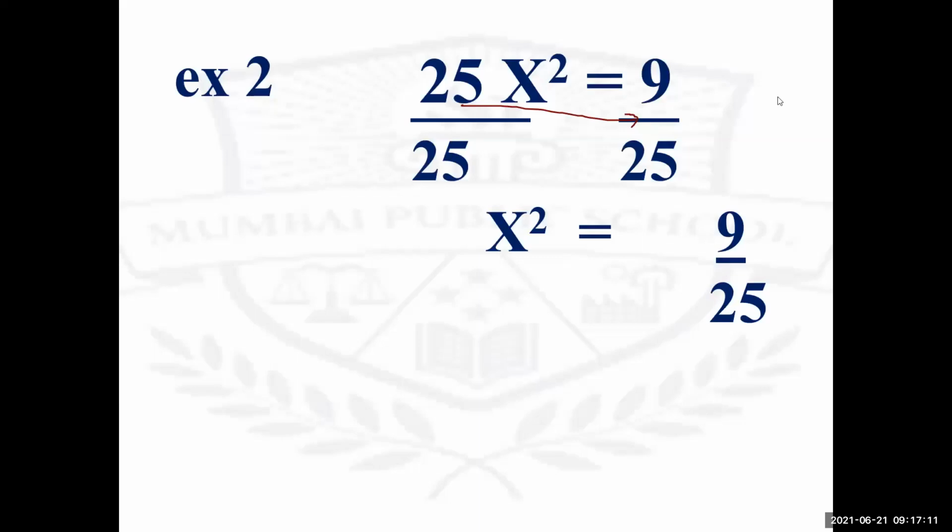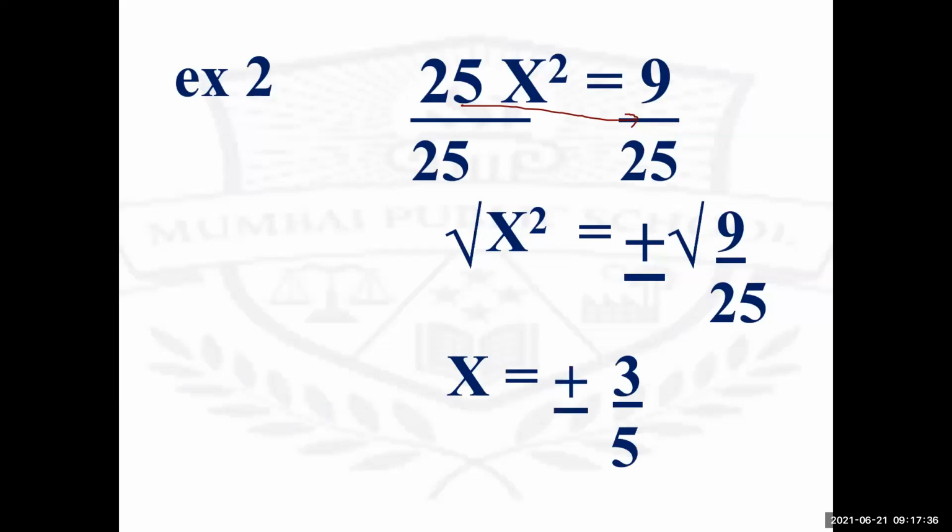Now after that, we'll remove the square root. As you remove the square root, you're going to get two answers, positive and negative. You know, when you remove the square root, you basically get two answers. So x equals plus or minus 3 upon 5.